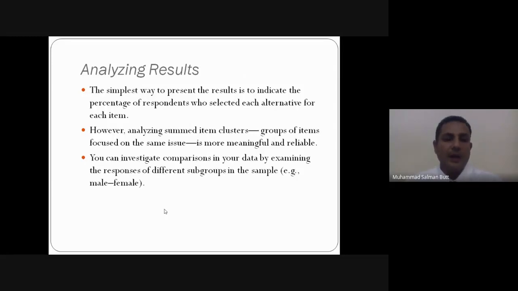However, analyzing the summed items, a cluster or group of items focused on the same issue, is more meaningful and reliable. Then you can investigate comparisons in your data by examining the responses of different subgroups in the sample. So then you have to make the inferential statistics. In any analysis result, there will always be two parts. The first one is descriptive statistics, the second one is inferential statistics. Descriptive is presenting the numbers and frequencies only, whereas in inferential statistics you make comparisons between different groups, like male and female, educated and uneducated, and this will conclude your result.